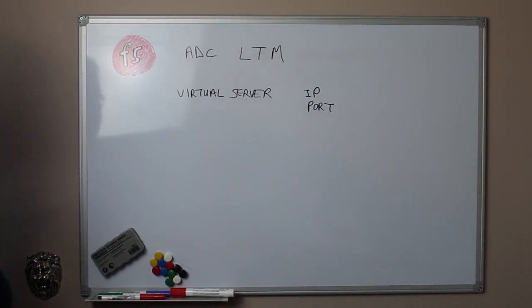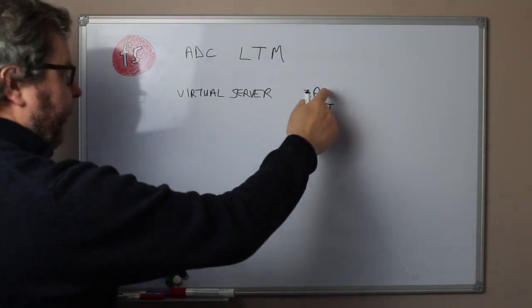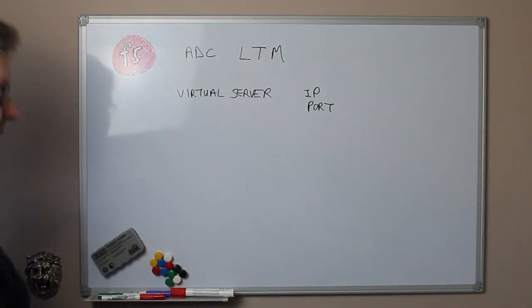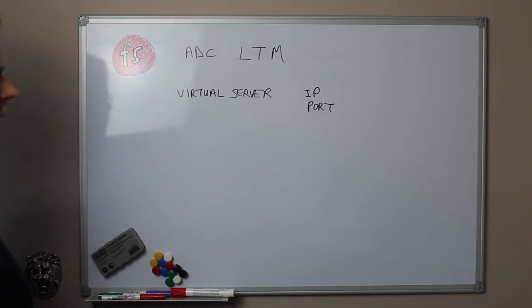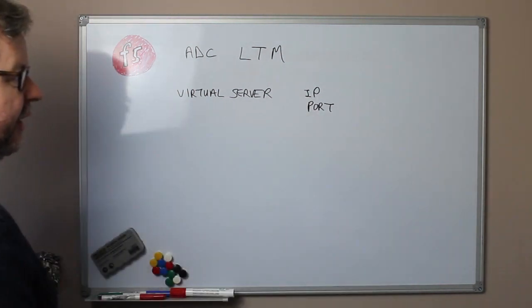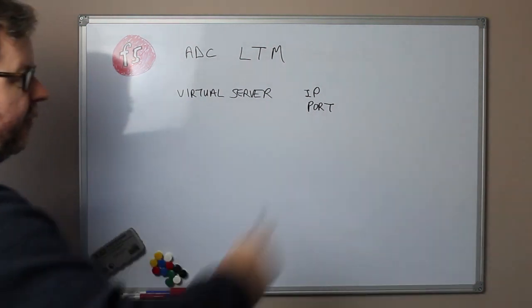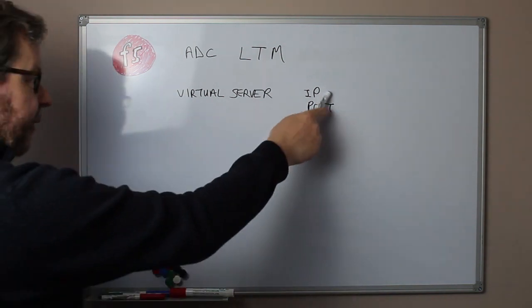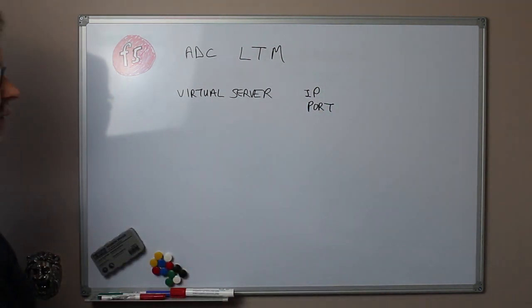This is your bog standard basic load balancing type of setup. We have an IP address which is presented and a port number presented to your clients connecting to your service. Behind that single IP address and port number, we can have any number of servers or locations providing the service. But this is the public face of the service that you're load balancing, the IP address and the port number.